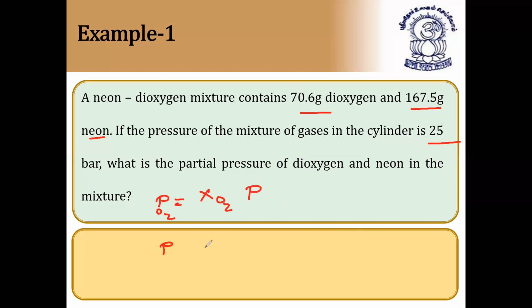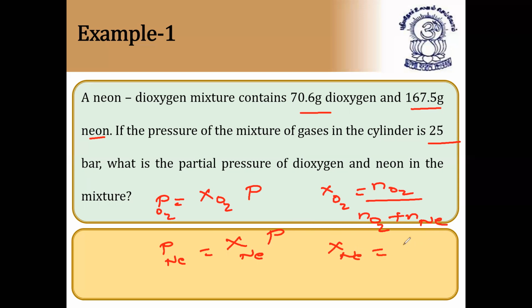Similarly, partial pressure of neon is equal to mole fraction of neon into total pressure. So how to find mole fraction? Mole fraction of oxygen is equal to number of moles of oxygen by number of moles of oxygen plus number of moles of neon. Similarly, mole fraction of neon is equal to number of moles of neon by number of moles of oxygen plus number of moles of neon.